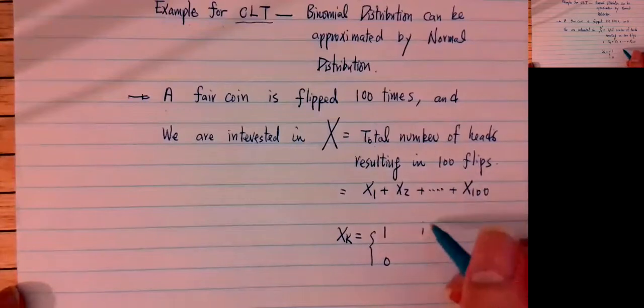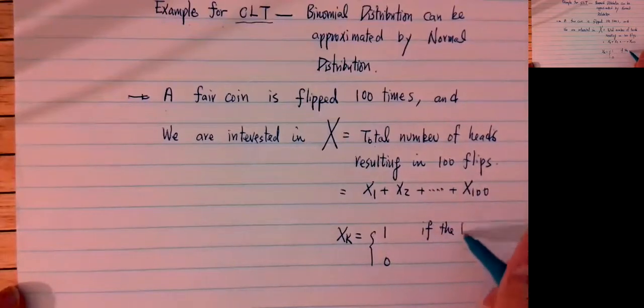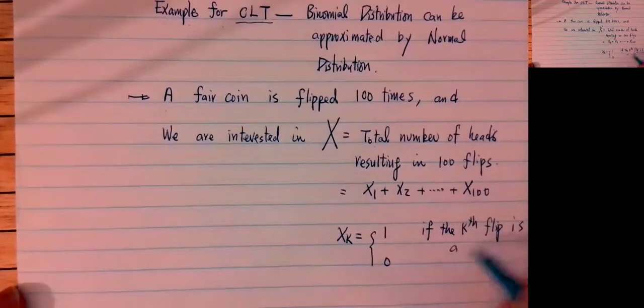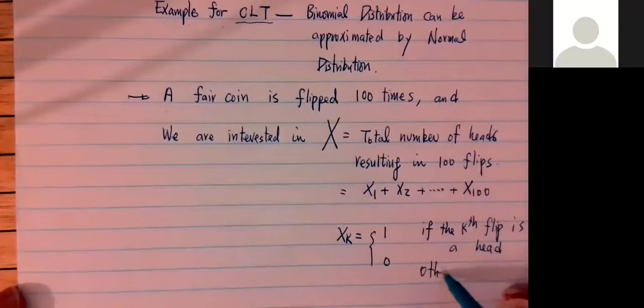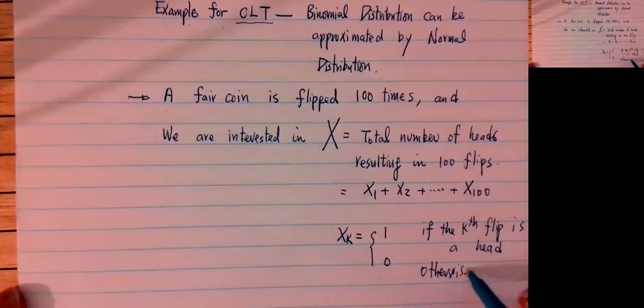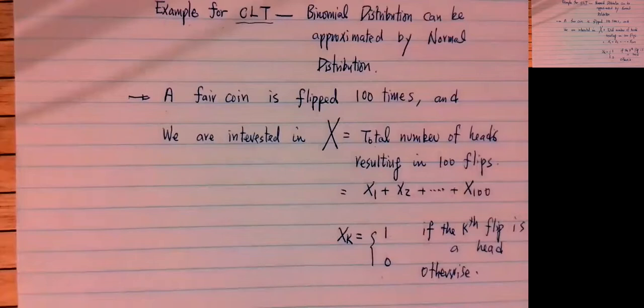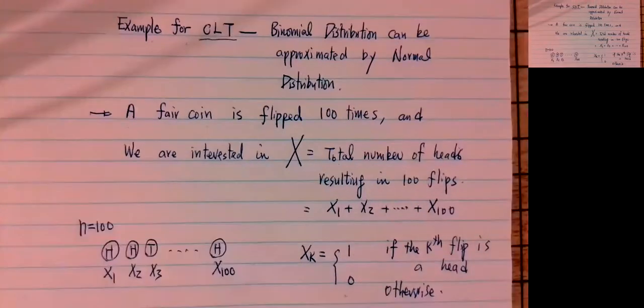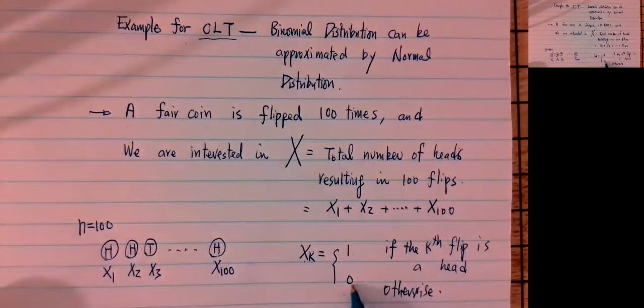It's 1 if the kth flip is a head. Otherwise, if it's a tail, we count it as what? We count it as 0, okay? Xk is 1 if the kth flip is a head, we count 1 head. Otherwise, we count 0 heads, right? If you see a tail, you count 0 heads, because you don't see a head.